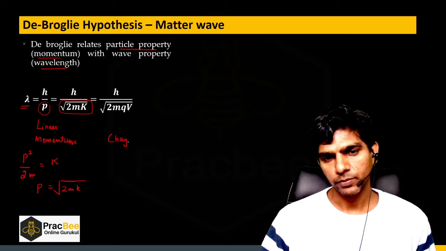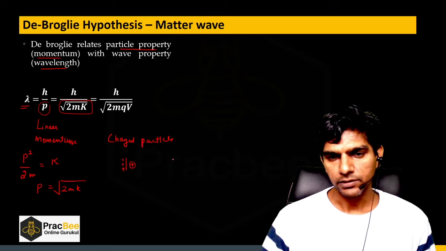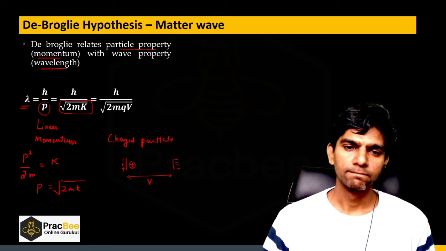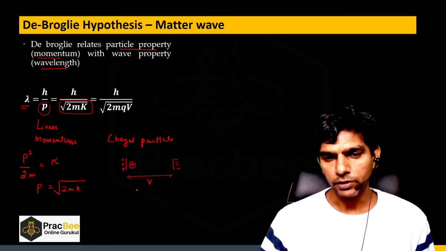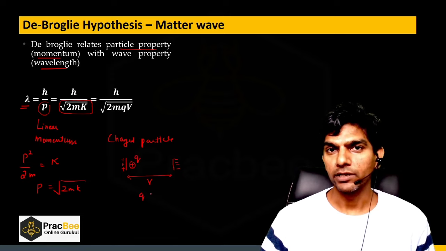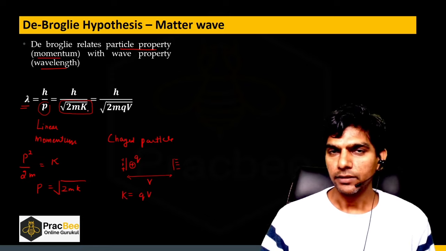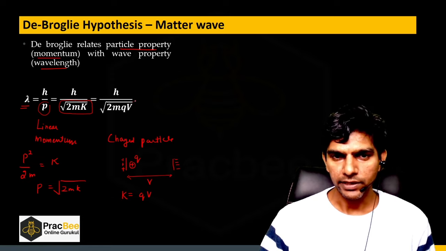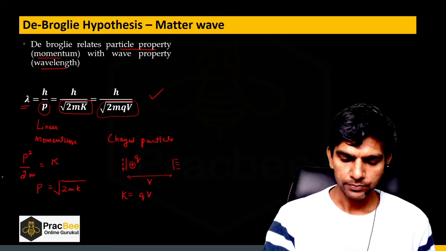So in case of a charged particle, say we have a positively charged particle, and if we accelerate this positive charged particle through a potential difference of say V, then the kinetic energy acquired by this positive charged particle will be the charge of this particle times the potential difference, QV. So this is nothing but the kinetic energy acquired. So we can write kinetic energy in terms of potential. So K will be QV. So we can also write linear momentum as root of 2mQV. Right? So do remember this formula.